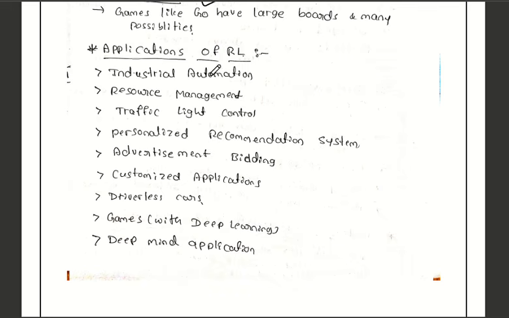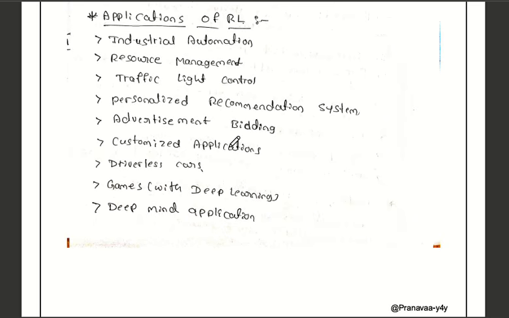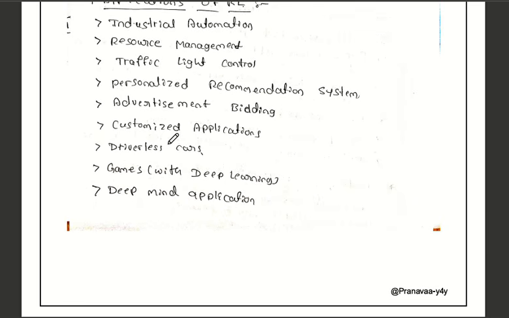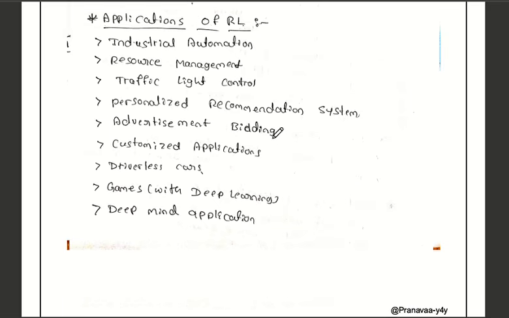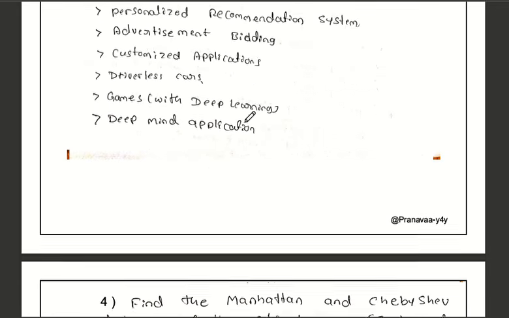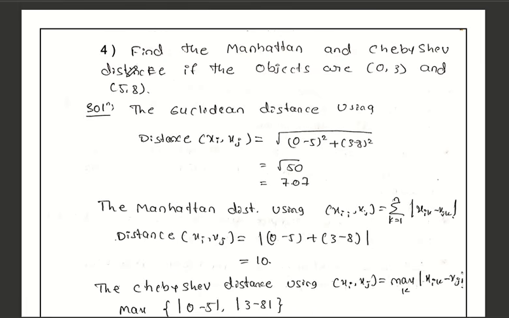We can see it in industrial automation, resource management, traffic light control, personalized recommendation systems, advanced bidding, customized applications, driverless cars, and games with deep learning, a DeepMind application. These are all applications of reinforcement learning. Moving on to the fourth question: find the Manhattan and Chebyshev distance if the objects are (0, 3) and (5, 8).